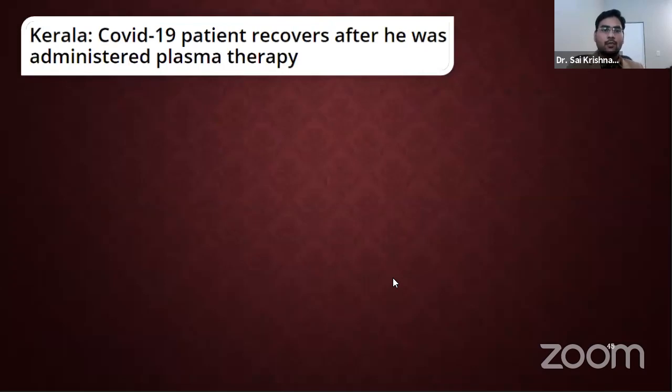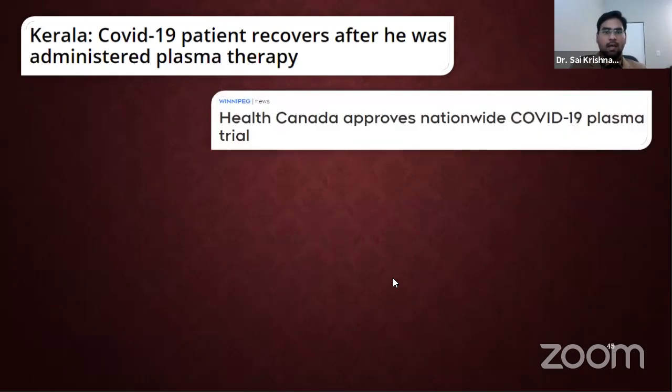So finally, let's move on to convalescent plasma therapy, which has gained a lot of interest these days. The headlines from Kerala say a COVID-19 patient recovered after he was administered plasma therapy. However, news from Winnipeg says Health Canada approves nationwide COVID-19 plasma trial.